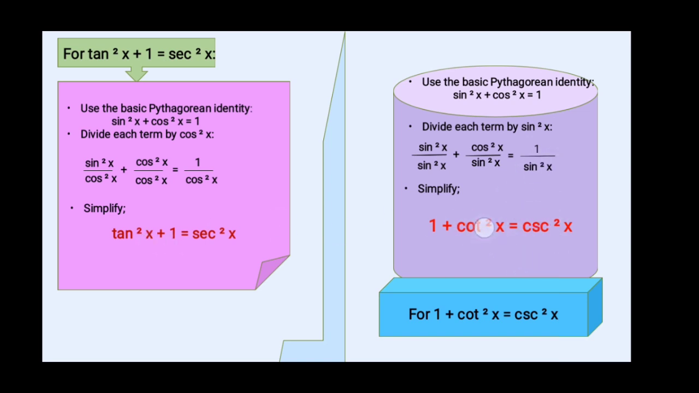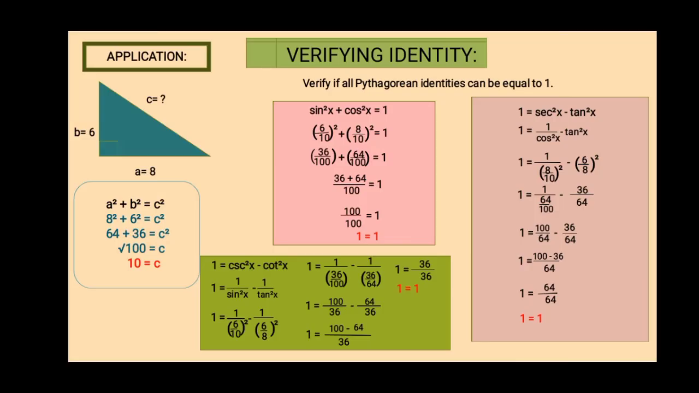Now we have derived and proved the two remaining Pythagorean identities: tan squared theta plus 1 is equal to secant squared theta, and 1 plus cotangent squared theta is equal to cosecant squared theta. Now, to fully understand the Pythagorean identities, we have an example here, verifying identities. So verify if all these Pythagorean identities can be equal to 1.